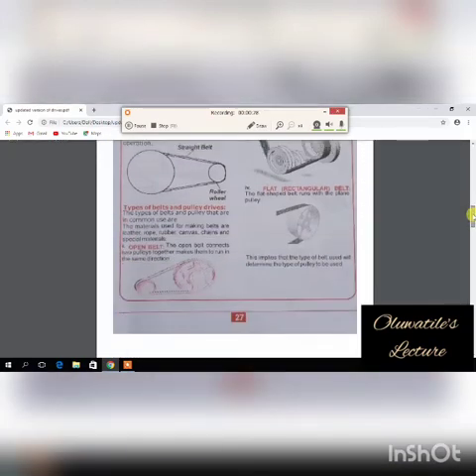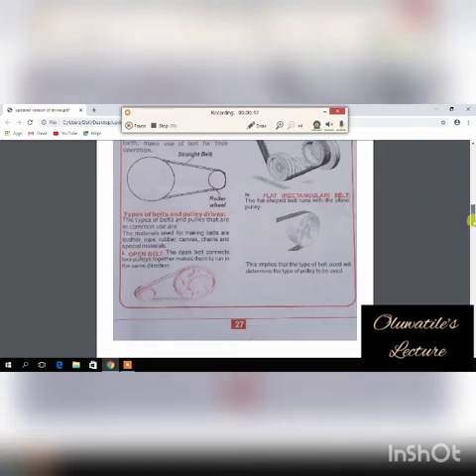The first one is the open belt. The open belt connects two pulleys together and makes them run in the same direction. So if you notice, if this pulley is running in this direction, this other one will be running in this direction as well. Once it's like that, it's called an open belt. It's called an open belt because they run in the same direction.